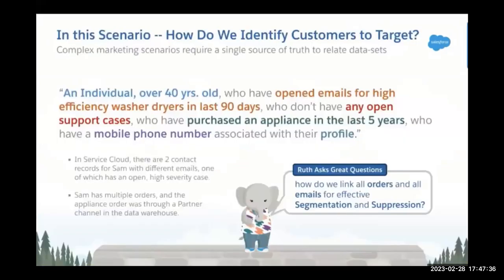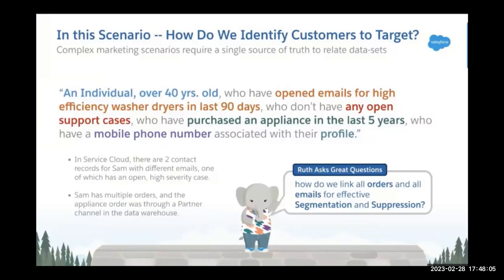So let's talk about a scenario. How do we identify customers to target? Ideally, in the real-time world, complex marketing scenarios require a single source of truth to relate different data sets. Let's take an example of an individual who is 40 years old, who has opened emails for higher efficiency within the last 90 days, doesn't have any open support cases, and has purchased an appliance in the last 5 years.